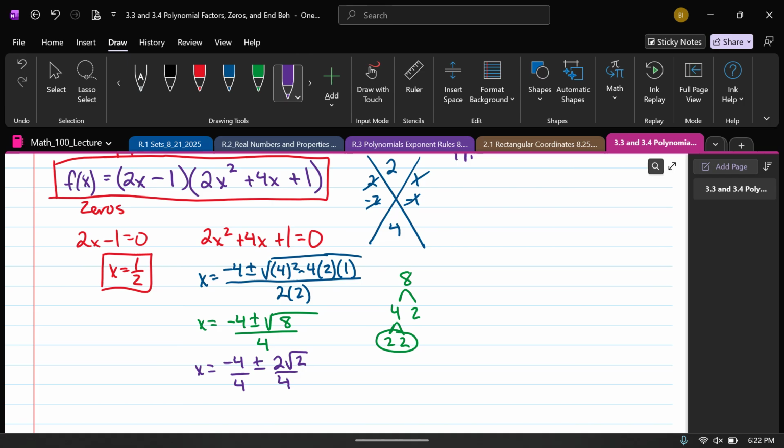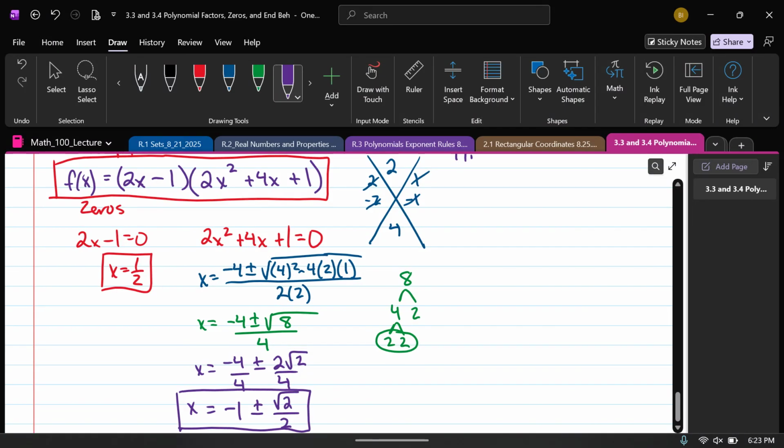So we got down to here. We had to break down the 8 because it wasn't a perfect square. Excuse me. And then we did the factor tree, 4 times 2, 2 times 2. We got a pair of 2's. That's the 2 on the outside. This 2 that's left over is the 2 on the inside. Then I split it into 2 fractions. Negative 4 divided by 4 is negative 1. 2 over 4 reduces to be 1/2, or square root of 2 over 2. So my zeros are 1/2 and then negative 1 plus or minus radical 2 over 2.